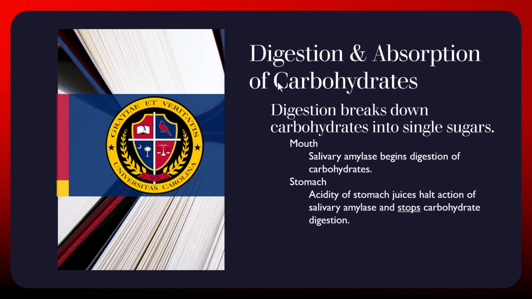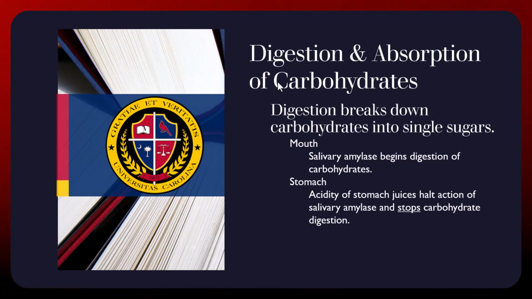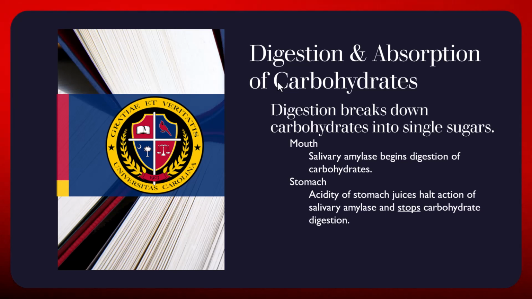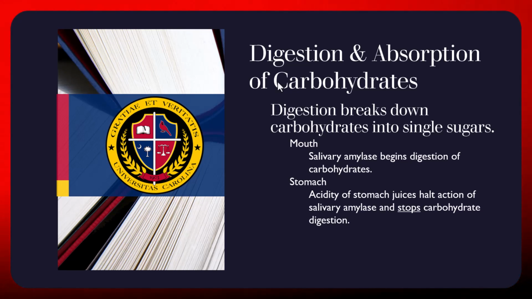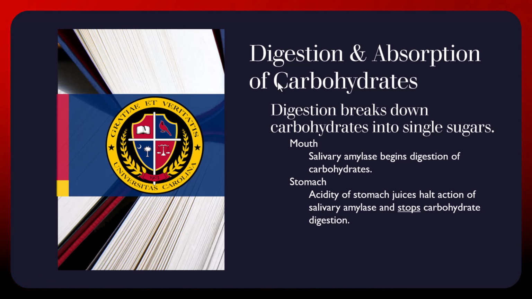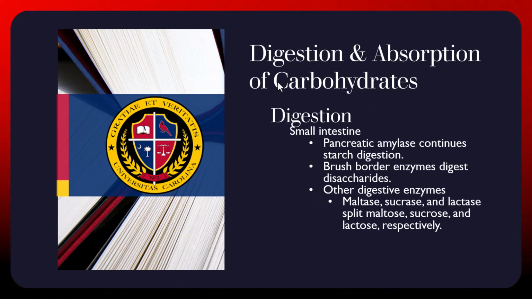So what about the digestion and absorption of carbohydrates? Digestion breaks down carbohydrates into simple sugars. That process begins in the mouth when salivary amylase begins digestion of carbohydrates. But it's very important to note that in the stomach, the acidity of the stomach juices halt the action of salivary amylase and stops carbohydrate digestion. So remember that in the stomach, carbohydrate digestion halts. You may see that information later.